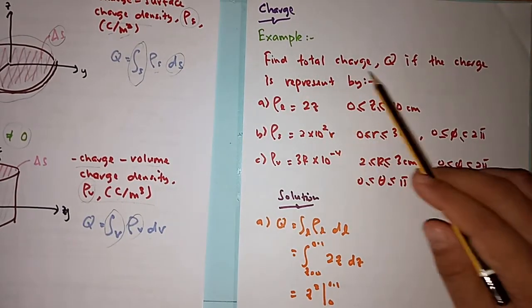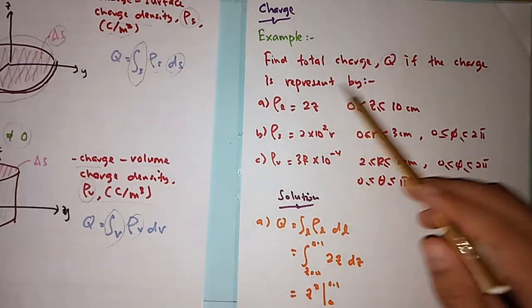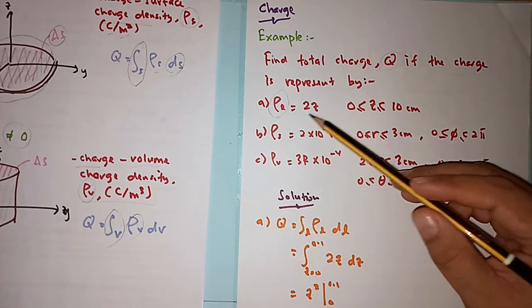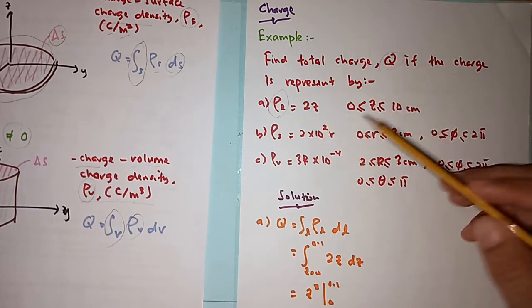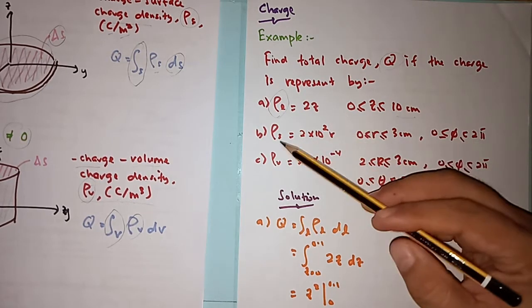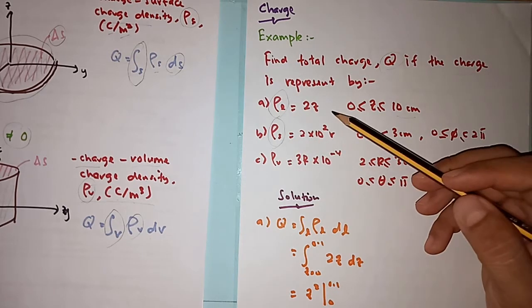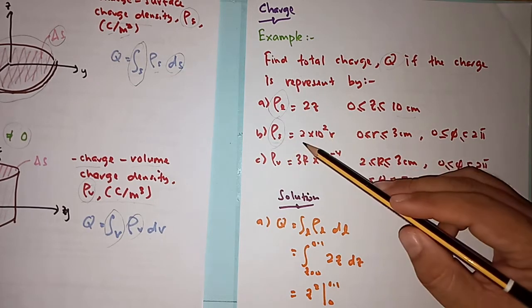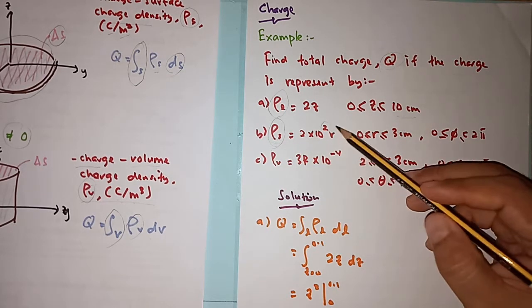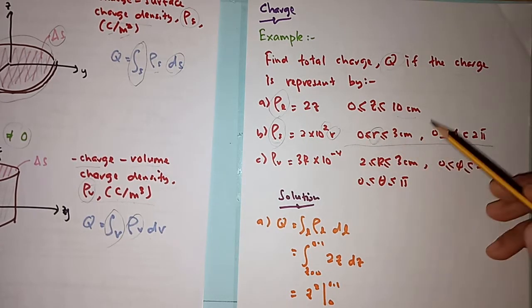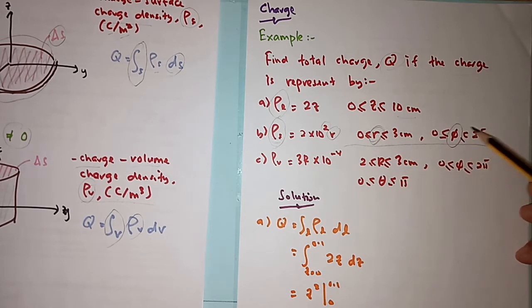We need to find the total charge Q if the charge is represented, first, by its line charge density. The equation is 2z, and the length of this line is from 0 until 10 centimeters. The second, the charge is represented by its surface charge density. The equation of this rho s is 2 multiplied by 10 power of 2 r, and this is the limit of r, the radius of the cylinder, as well as the angle.